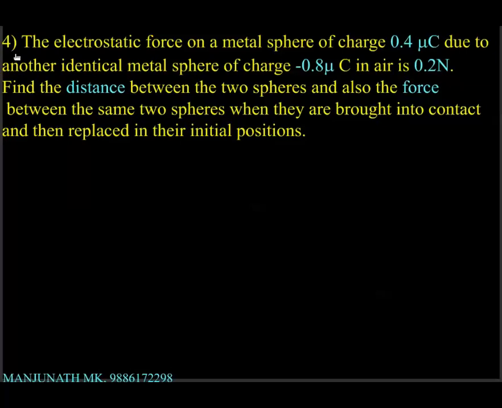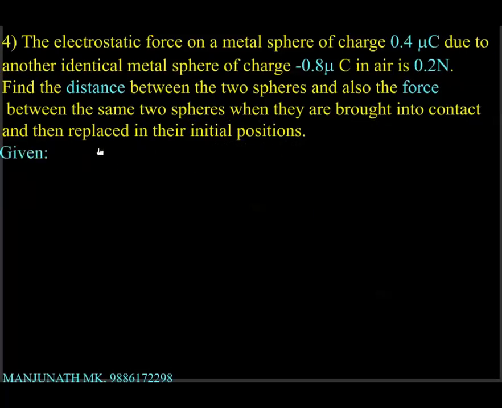Now let us solve problem number 4. The electrostatic force on a metal sphere of charge 0.4 microcoulomb due to another identical metal sphere of charge minus 0.8 microcoulomb in air is 0.2 Newton. Find the distance between the two spheres and also the force between the same two spheres when they are brought into contact and then replaced in their initial positions.